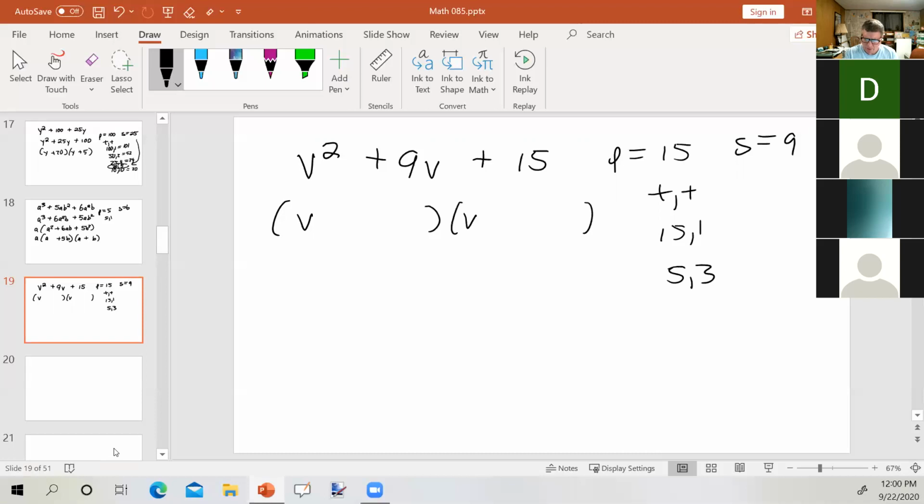Nope, there aren't. So that means that this thing is prime. It doesn't factor. Okay? So this is called a prime polynomial because we can't pull it apart in the normal ways that we do. Okay? We can't factor it using real numbers and rational numbers and whatnot.